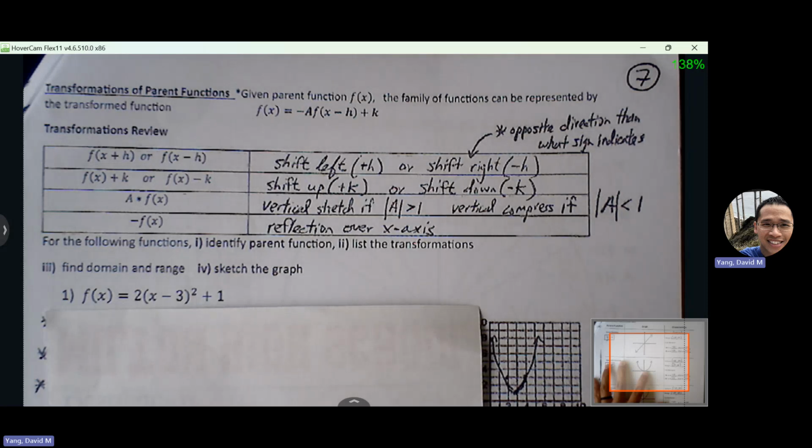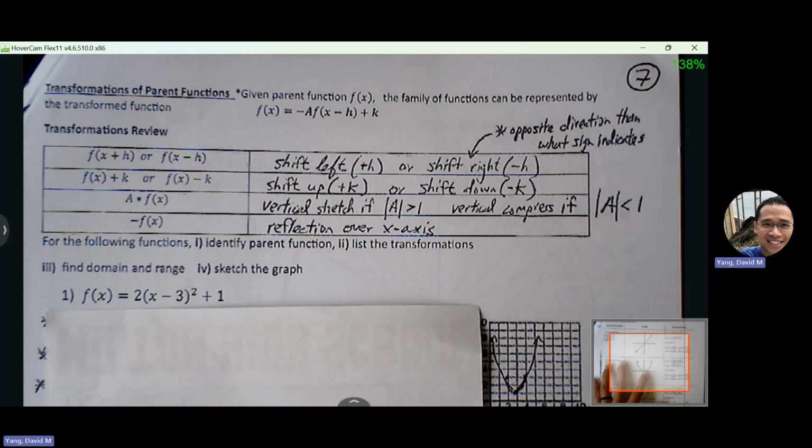So any addition or subtraction that is within the function is always going to impact your left and right movement. And then the value that's added or subtracted outside the function is going to end up shifting the graph up or down. Any value that's being multiplied in front as a coefficient of the function is either going to stretch the graph vertically or compress the graph vertically.